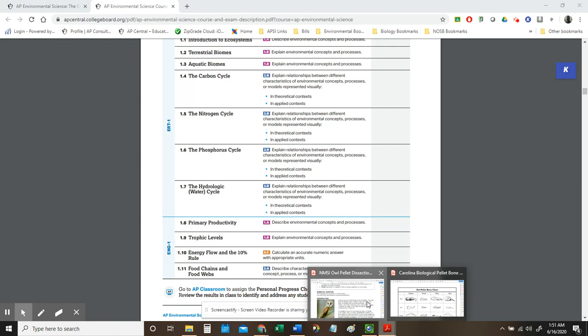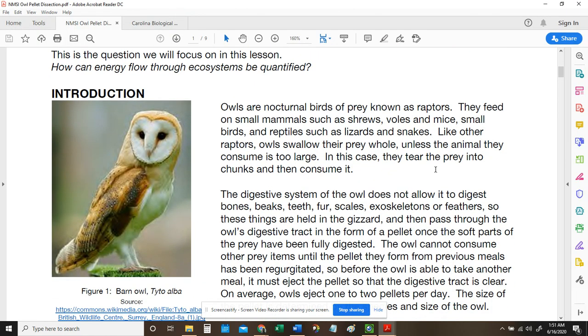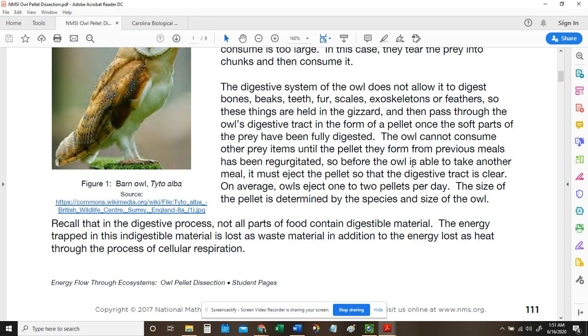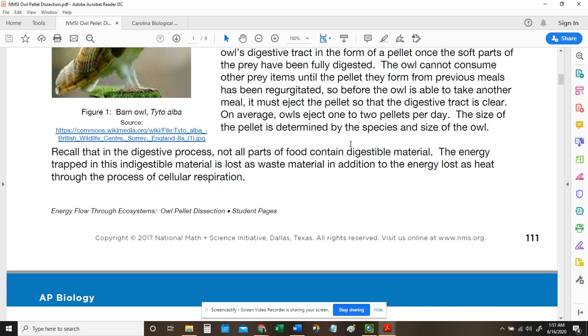So this document, as I mentioned, gives a little bit of background about owls, the barn owl, which is where people mostly get these owl pellets from. And I'll show you a little bit of the supplies we need in a minute. But it's a nice little overview of what happens. So basically, the owl cannot consume every part of the prey. So they end up forming a pellet inside, and then occasionally they have to eject the pellet, probably two per day. And then they're able to consume more.